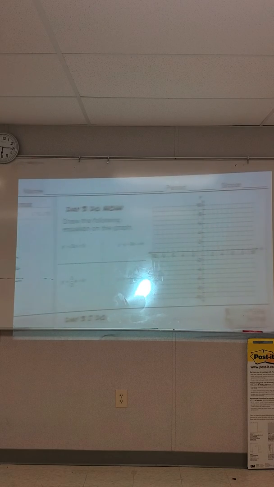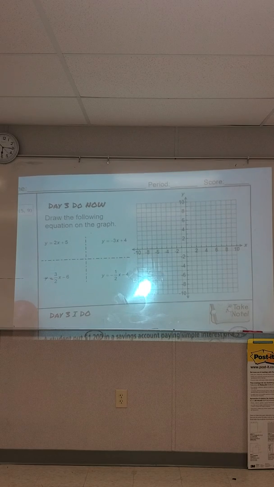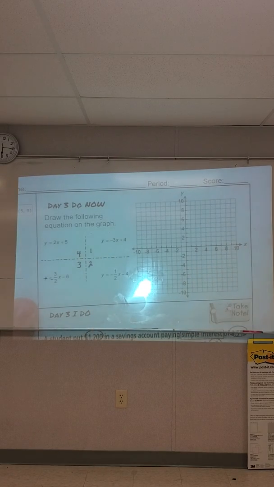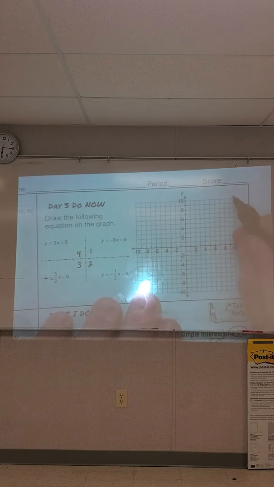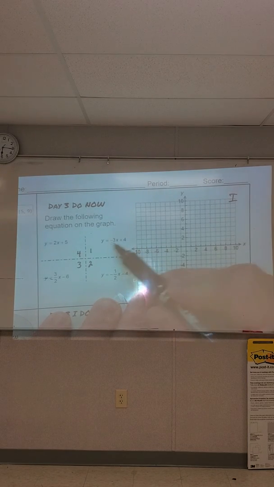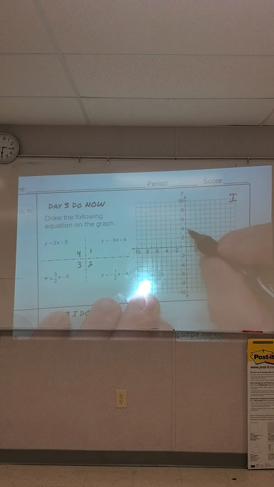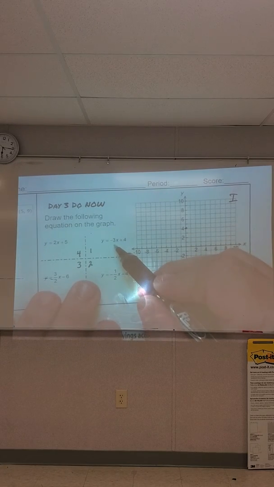Alright, another review. Draw the following equation on a graph. So we're going to call this number 1, number 2, number 3, number 4. So, in quadrant 1, we have y equals negative 3x plus 4. So let's go with a known point. This plus 4, that's our y-intercept. So we can put a dot on the positive 4 and negative 3. Well, this is right there.